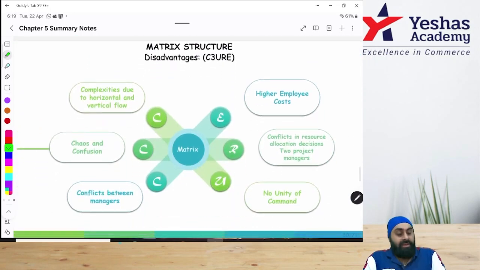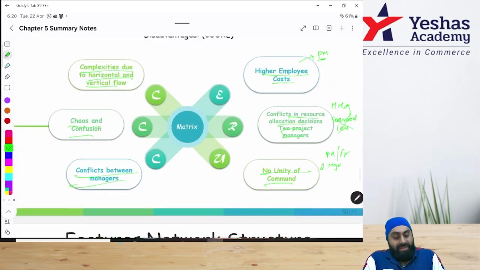There are disadvantages. Higher employee costs because you are adding one more project manager salary. Conflict in resource allocation between 2 different project managers. The Money Heist people will get more resources and Sacred Games, being an Indian project, will get fewer resources. They will fight. This director will fight with this director. Why am I getting fewer resources? So that is going to be an issue. No unity of command because there are 2 managers, project manager and functional manager. So there are 2 managers, there will be issues. Conflict between managers. Obviously, there will be conflict, which will lead to chaos and confusion. Complexity due to horizontal and vertical flow of authority. So this is matrix structure.